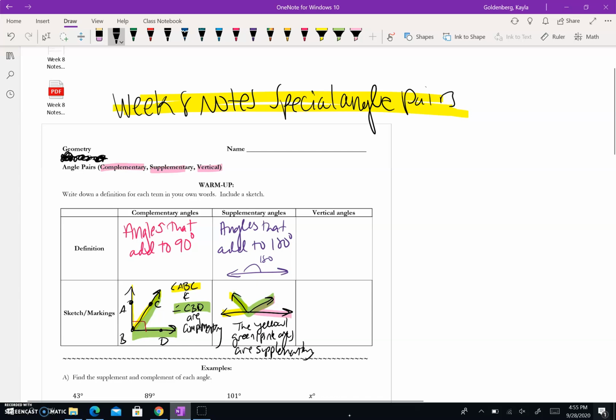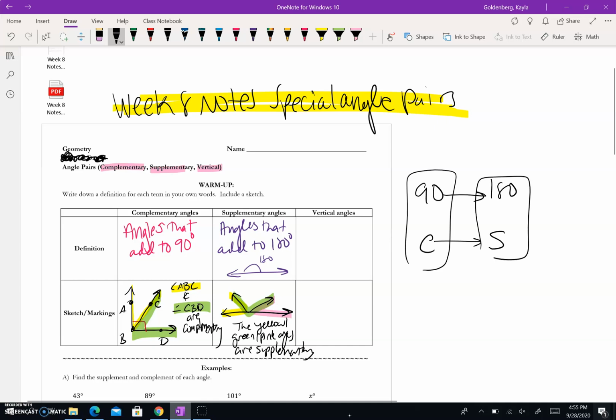And some students have trouble remembering which one is which. If you want to make a note on the side of your page, a nice trick that some students have said is that 90 is smaller than 180, and C comes before S in the alphabet, so it's kind of like smallest to biggest. Alphabetically, they match up. Another way is I sometimes think about a C: if I stretch it and manipulate it, I could make it look more like a right angle, a little bit more than an S would.